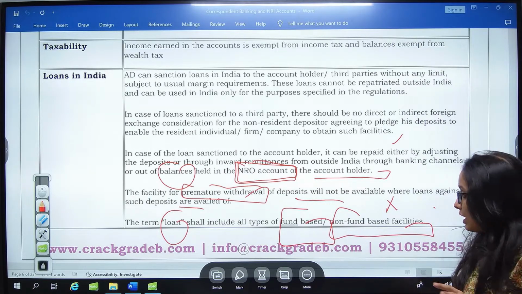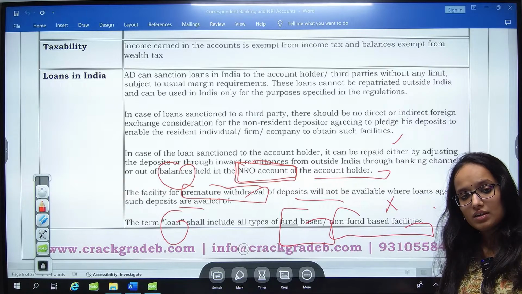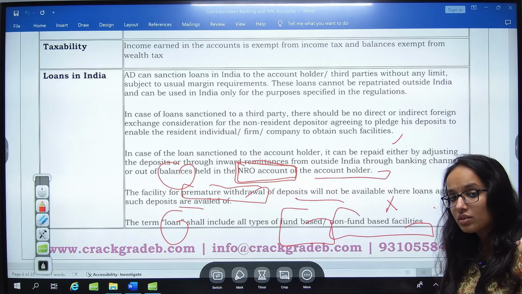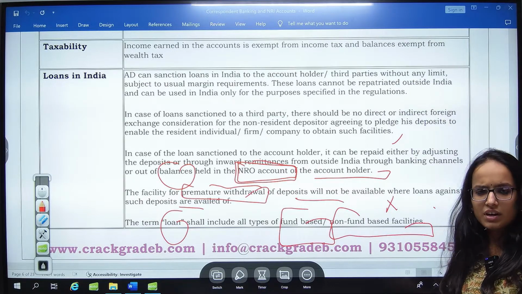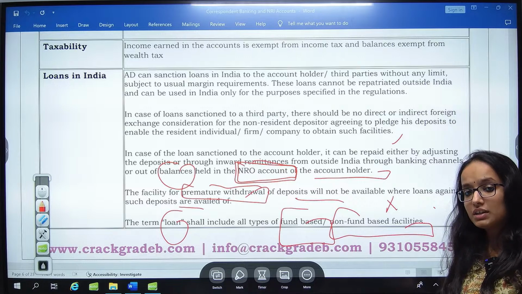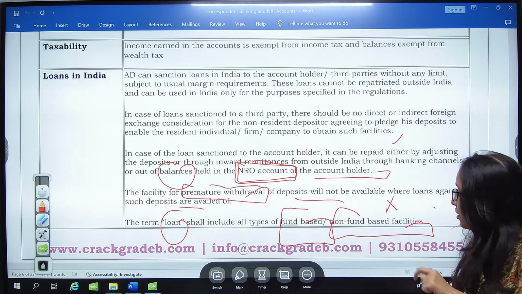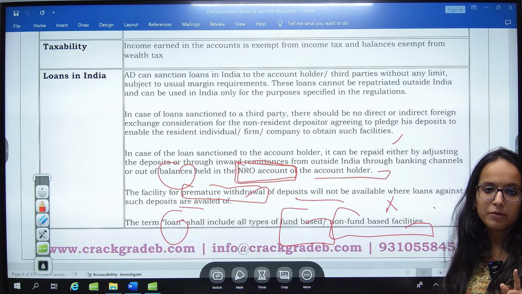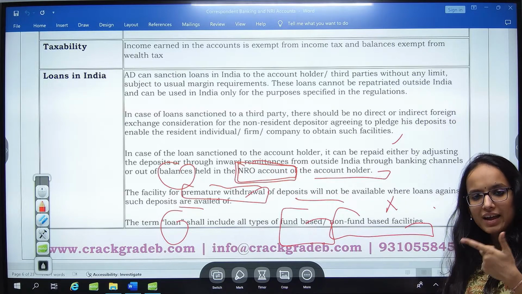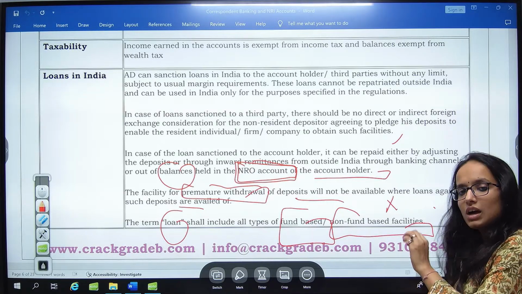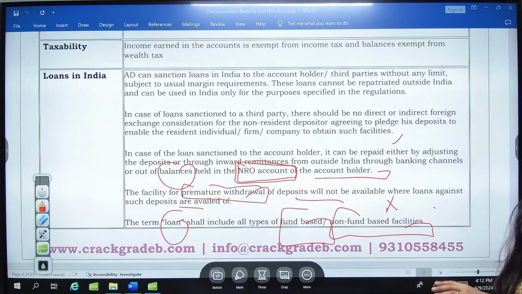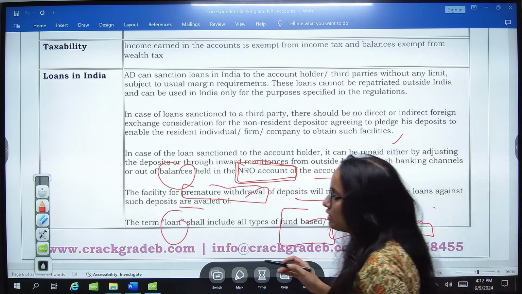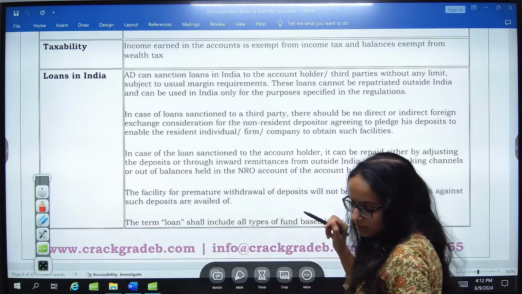But there are non-fund based loans as well, like your bank guarantees, etc. There are several instruments. So letters of credit, these are all your non-fund based facilities. Okay, letter of credit, bank guarantee, etc. So these instruments are also a type of loan, but they fall under your non-fund based loan or non-fund based facility. Clear? So remember, loan means both fund based as well as non-fund based.